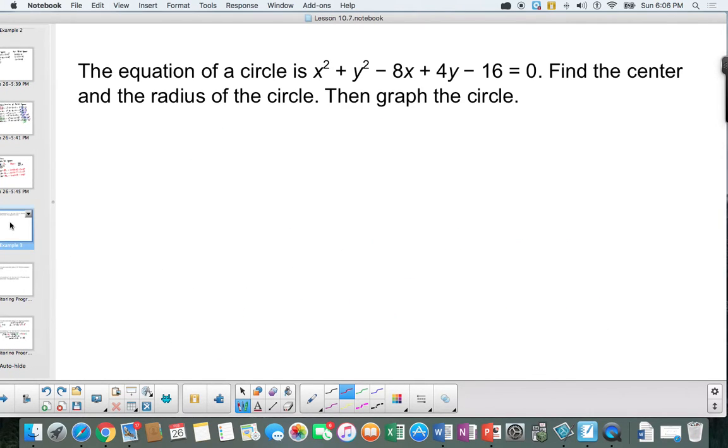All right, let's take a look at this, and this is going to require completing the square. We want to find the center and the radius of the circle. We have to get it to make it look like this.